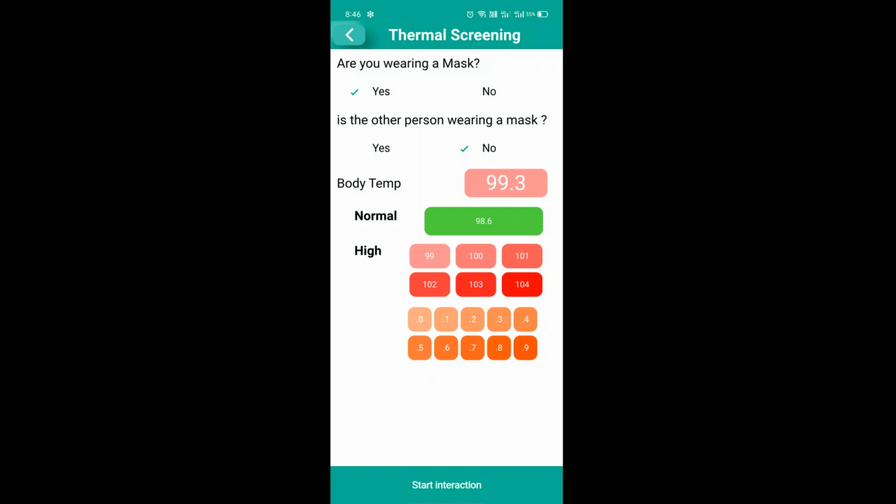We think, based on research that we have seen so far, mask is the most important weapon against COVID right now. So we would like to know if you are wearing a mask or the other person is wearing a mask, and that goes into our risk score calculation. So if it was an interaction where mask was not worn, then our risk score is going to go up, and body temperature also goes into our risk score calculations there. So once that happens, then you can start an interaction.